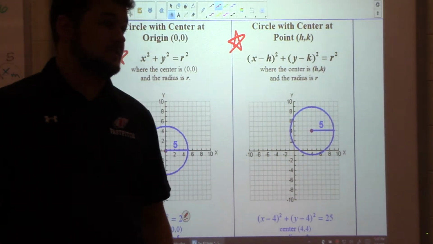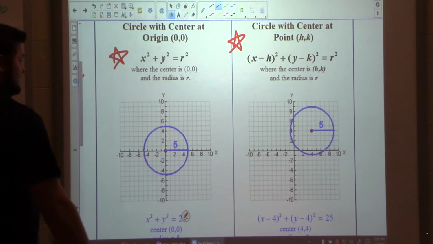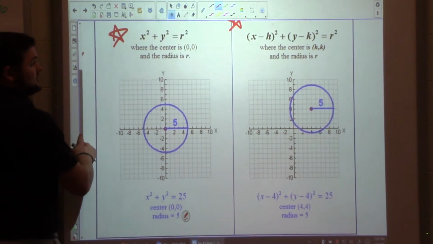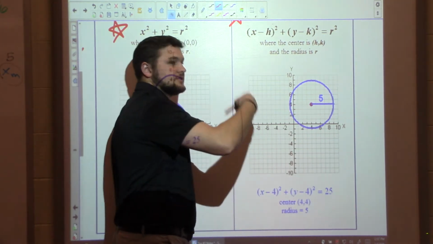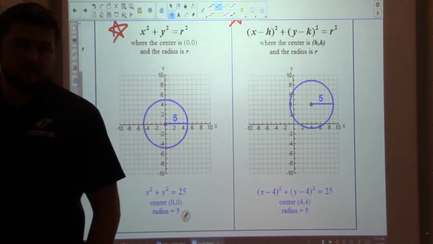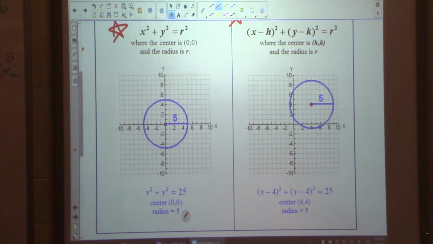Yes, Ange? So h and k are the center points for x and y? h and k is the center of our circle. Yeah, h is x, k is y, just like before. Alright? Does that make sense?